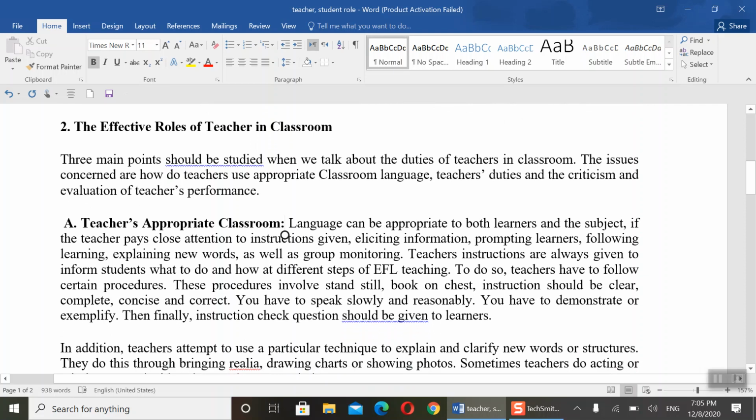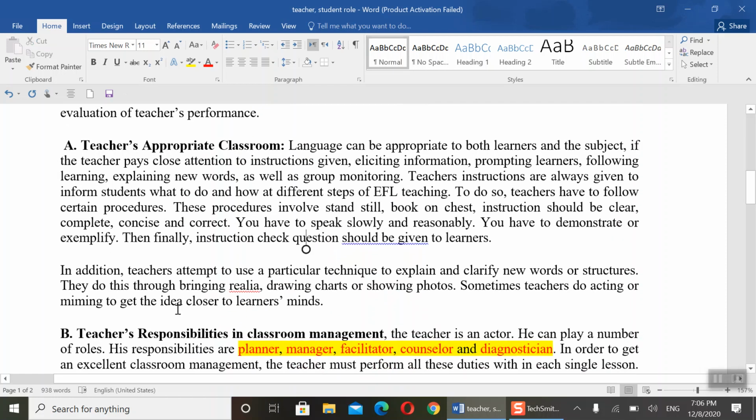Teachers' instructions are always given to inform students what to do and how at different steps of EFL teaching. To do so, teachers have to follow certain procedures. Instruction should be clear, complete, concise, and correct. You have to speak slowly and reasonably. You have to demonstrate or exemplify. Then a final instruction check question should be given to learners. You as a teacher have to ask questions and get the answers. Then finally you have this kind of question, which is called a check question. For example, do you understand? Do you have any questions?